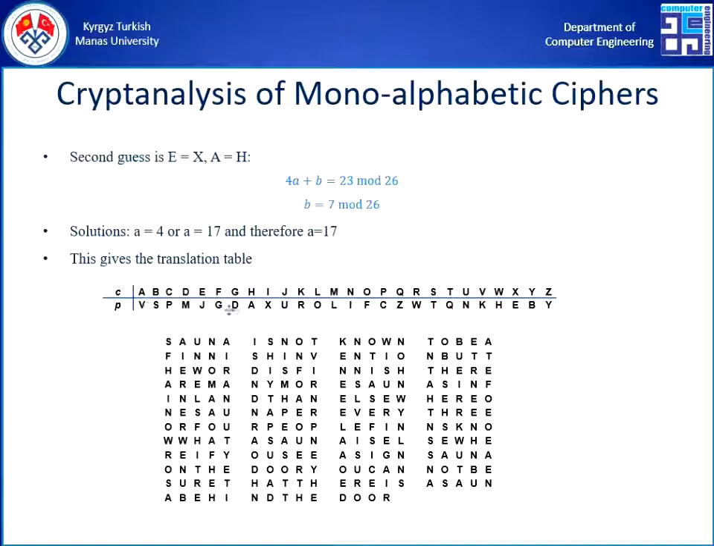we have this translation table, that is, A is encrypted as V, B as S, and so on. Using this translation table, we can decrypt our ciphertext, and this time we obtain some meaningful text.